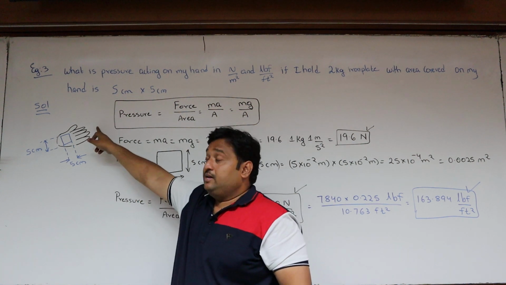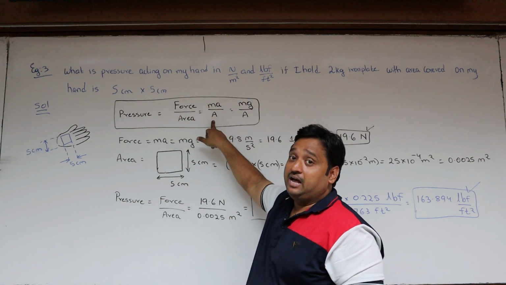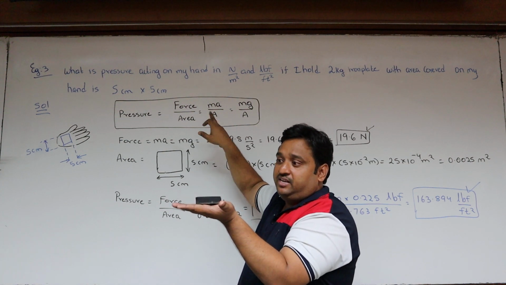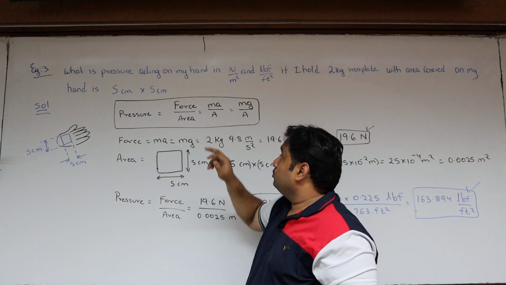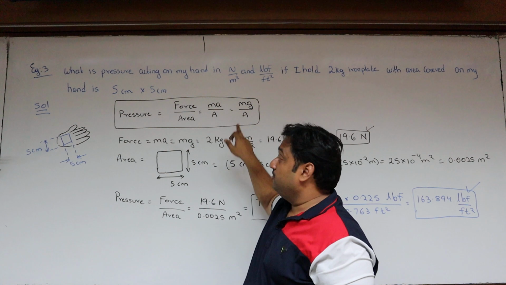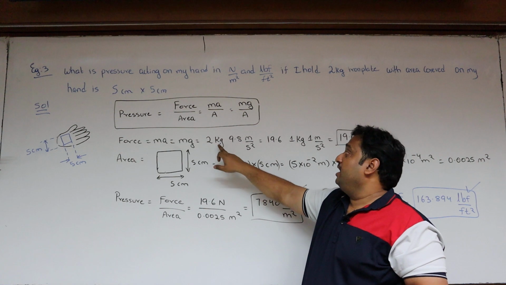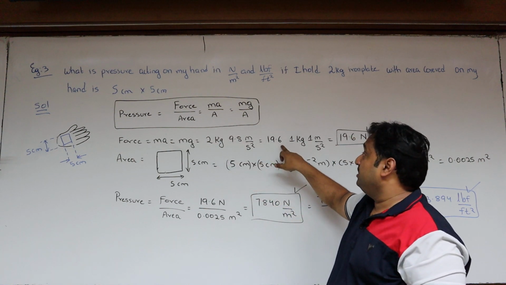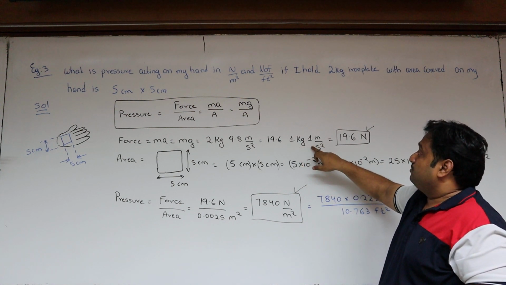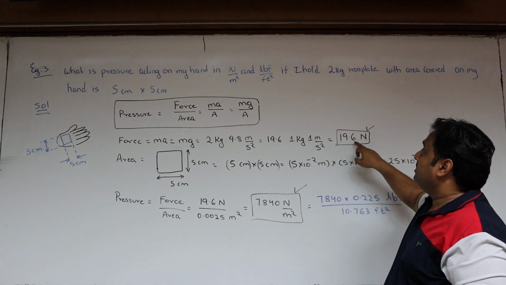The solution. The pressure is nothing but force by area. What is the force? M into a, because I am holding still, the acceleration acting on this particle is 0. So a becomes 0. So F equal to mg. The force is equal to ma equal to mg, which is 2 kg mass into 9.8 meter per second square, is 19.6 into 1 kg into 1 meter per second square. 1 kg into 1 meter per second square is nothing but 1 Newton. So total force acting is 19.6 newtons.